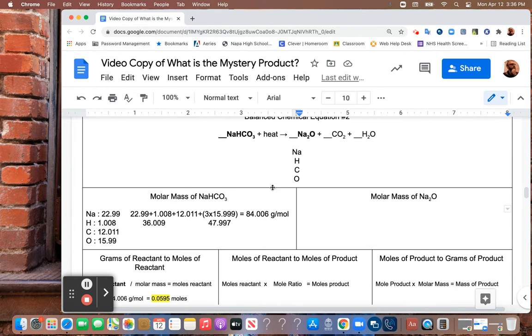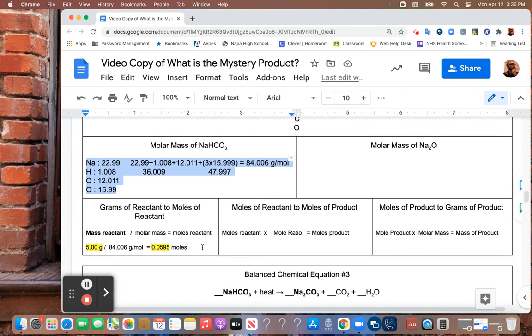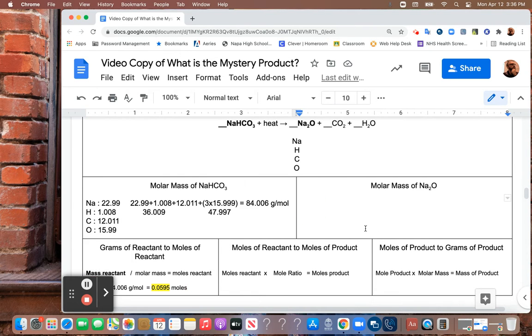So here we go. We're going to do this one together. I'm going to ask you questions. You're going to give me the answers. Oh, hey, look at that. I already have the molar mass of sodium bicarbonate done because we did it before and it's the same thing. I already did grams of reactant to moles of reactant because it's the same thing. Again, use your number, not my number. So here's my question for you. What's the molar mass of sodium oxide?